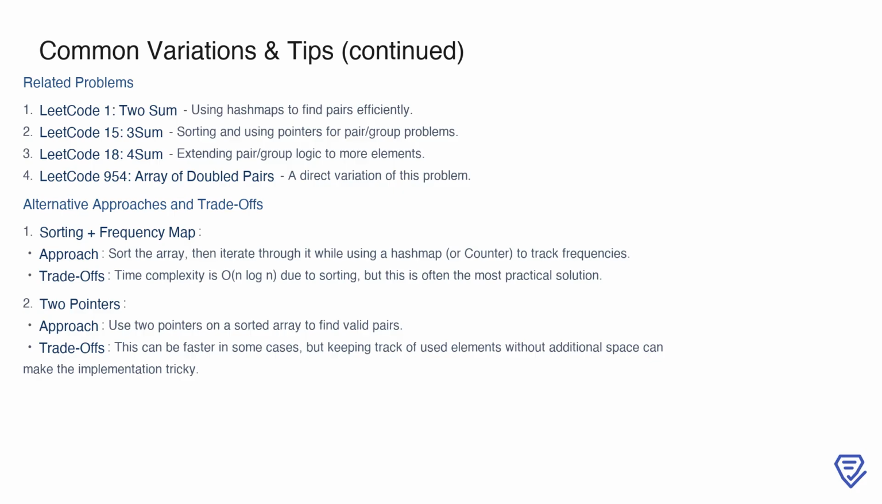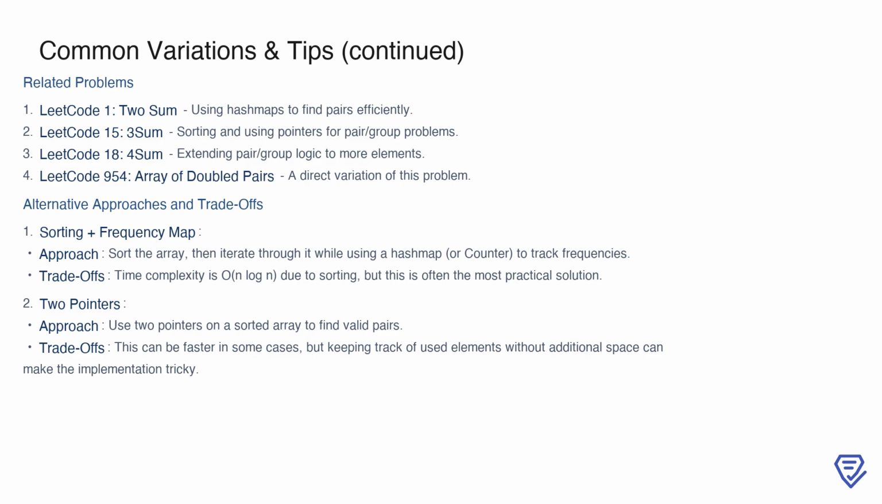This problem shares similarities with other well-known LeetCode problems. For instance, LeetCode 1, Two Sum, uses hash maps to efficiently find pairs, while LeetCode 15, 3Sum, and LeetCode 18, 4Sum, extend the logic to larger combinations by leveraging sorting and pointers. A closely related problem is LeetCode 954, Array of Doubled Pairs, which is essentially a variation of this challenge.